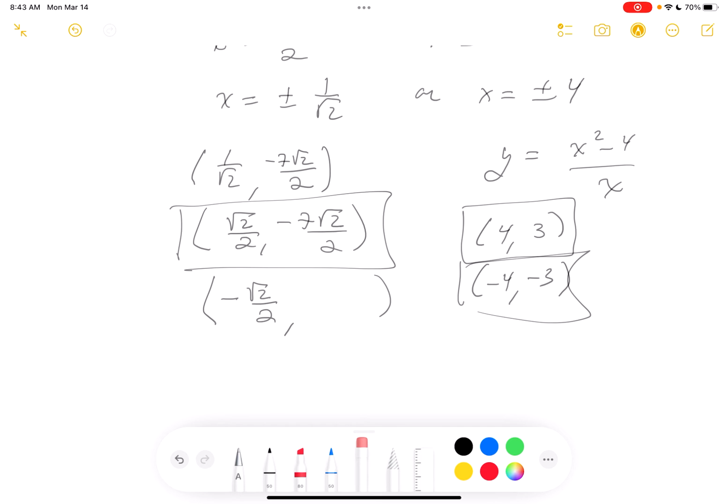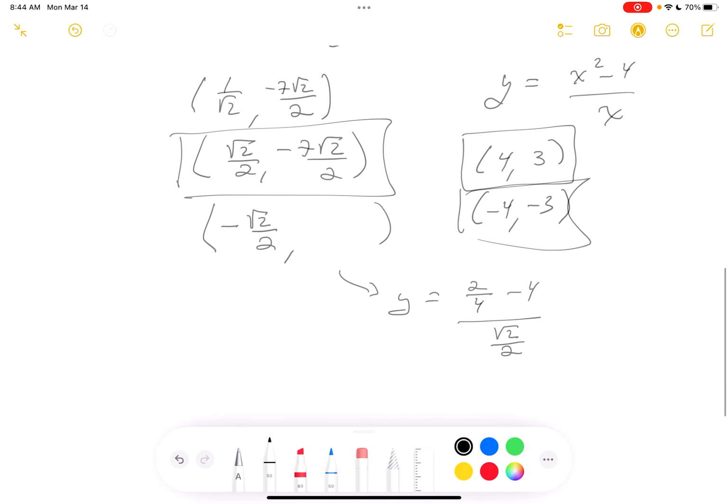And what do you have to do? You have to plug it in, right? So what's y going to be equal to? Let's write this down. Y will equal that x squared. Well, that's going to be, let's see, 2/4 minus 4. And then you get root 2 over 2, right?